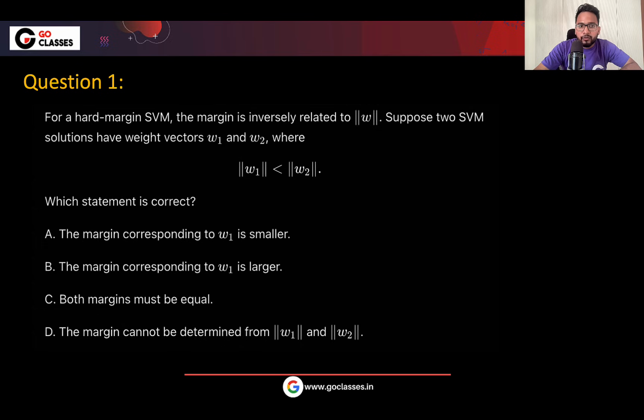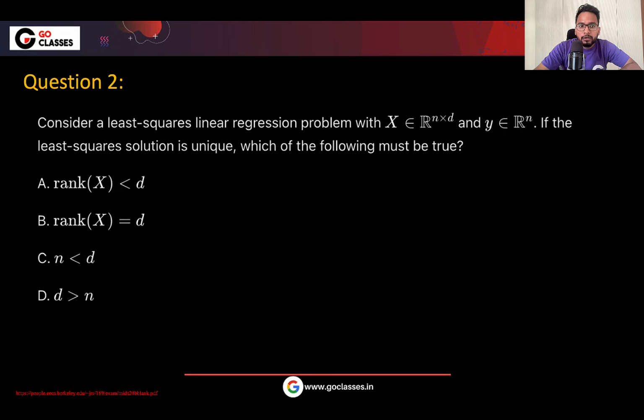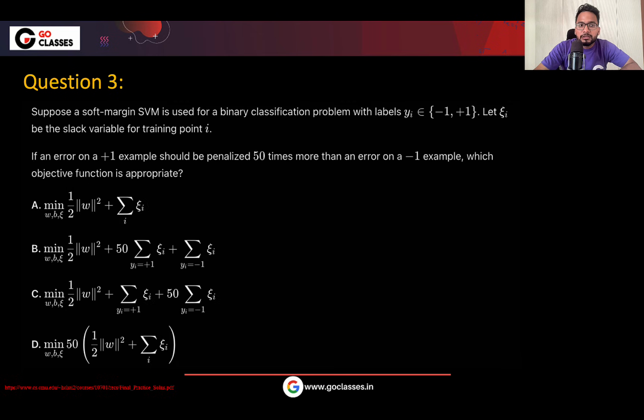This is question number 1, which is an SVM question, a hard margin SVM question. This is question number 2, which I've taken from Berkeley University. This is related to linear regression. This is question number 3. This is a soft margin SVM question. This I've taken from CMU University, and this is an easy question but a nice question.